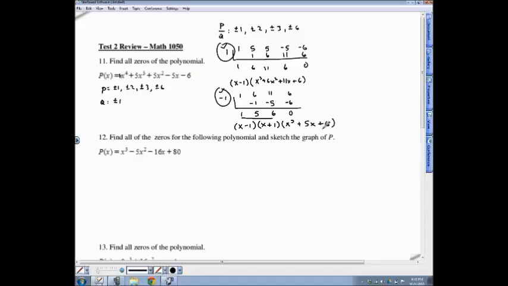Now we do have a quadratic factor, so you have two choices. Either it factors into two more factors like that, or you have to use the quadratic formula to find the zeros. In this case, this quadratic factor factors into x plus 2 and x plus 3. So we have all four factors, x minus 1, x plus 1, x plus 2, and x plus 3, which means our zeros are x equals 1, x equals -1, x equals -2, and x equals -3.